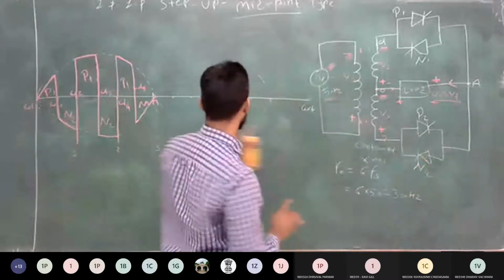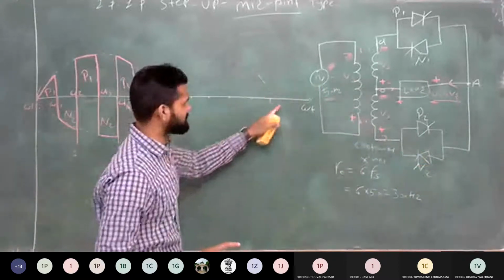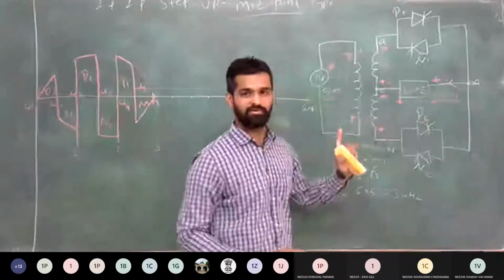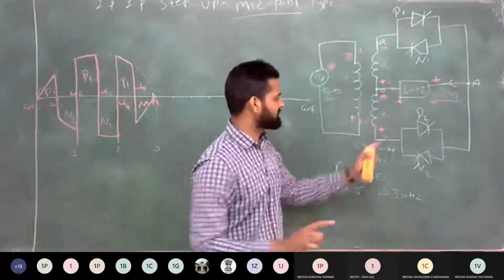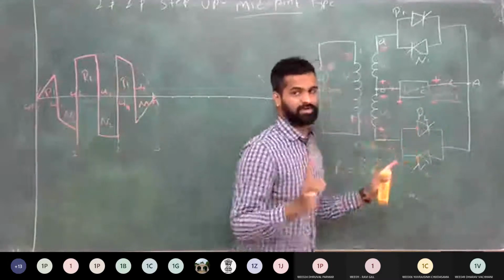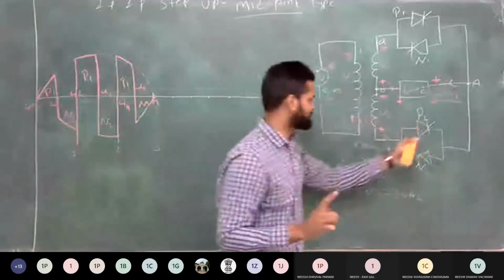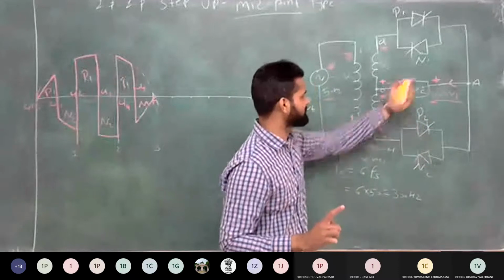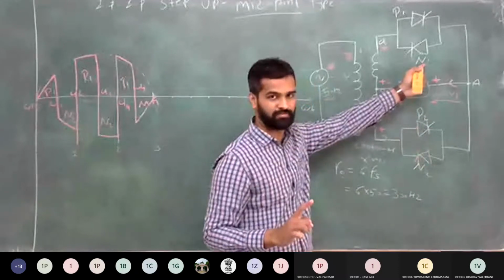So during the negative half cycle of your supply with this polarity, only N1 and P2 come into forward bias. But again, when you require positive voltage across the load side, turn on the positive group thyristor, which is P2. And when you require the negative voltage across the load side, turn on N2.